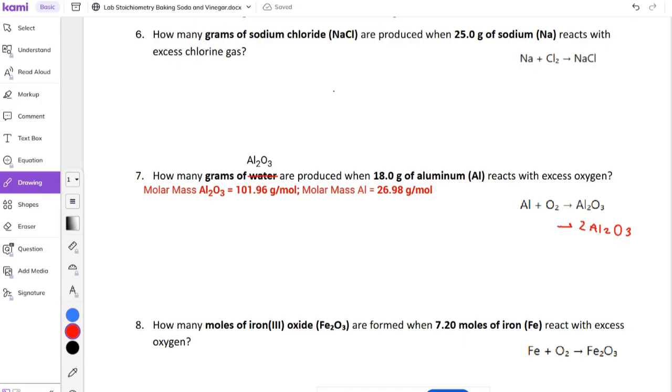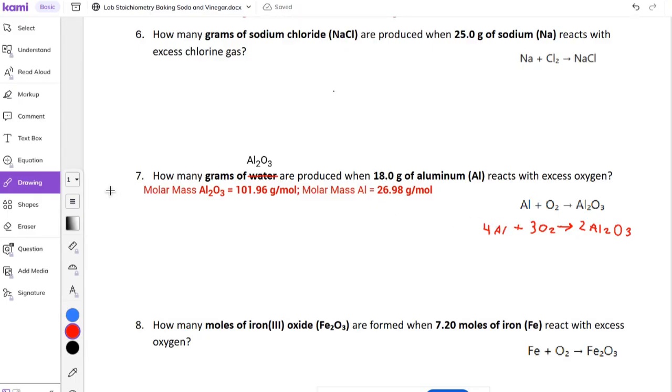Here's the arrow or the yield sign. And in front of the O2, I'm going to put 3 because then 3 times 2 will give me 6. Now my oxygens are good. I got 6 oxygens, 2 times 3 is 6 oxygens. But now I got 2 times 2 is 4 aluminum. So to balance it out, I can't have 1 aluminum over here. I got to have 4 aluminums, Al.